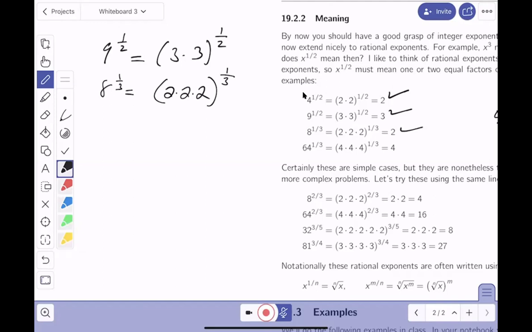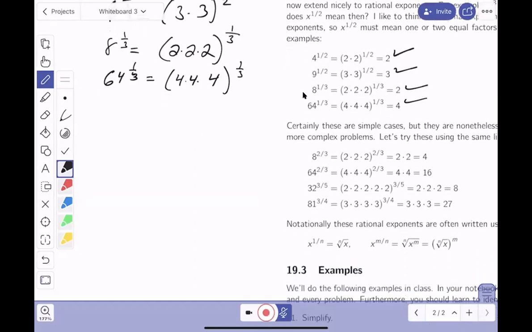All right, let's do this one over here. 64 to the 1/3. And I'm sorry, I put down 1/4. I meant 1/3. What are the equal factors? Well, if I can't get them, I can't get them, but I think I can. 4 times 4 is 16, times 4 is 64. Well, what's one of those? It's just 4.